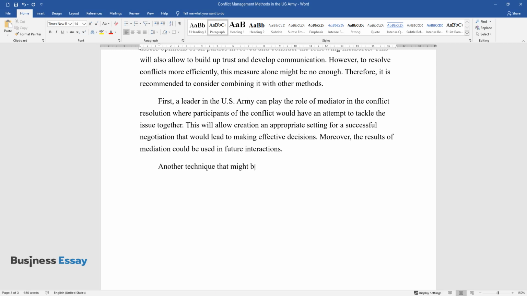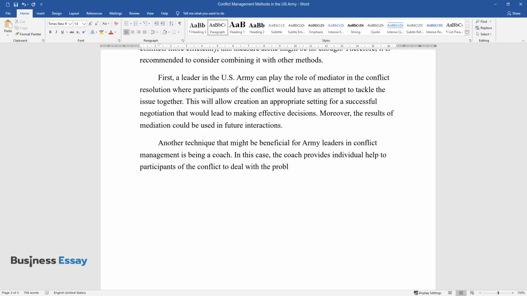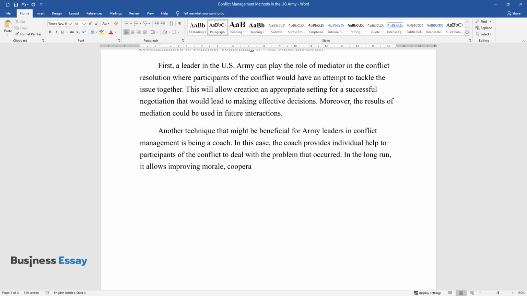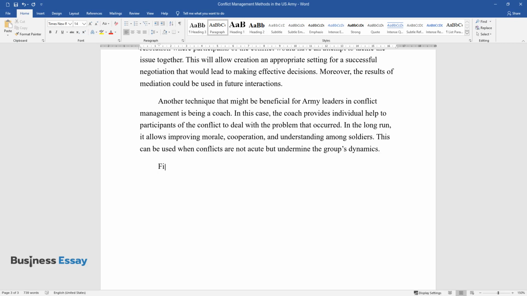Another technique that might be beneficial for Army leaders in conflict management is being a coach. In this case, the coach provides individual help to participants of the conflict to deal with the problem that occurred. In the long run, it allows improving morale, cooperation, and understanding among soldiers. This can be used when conflicts are not acute but undermine the group's dynamics.